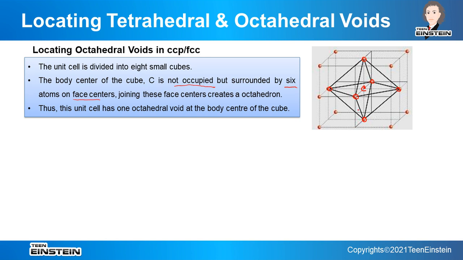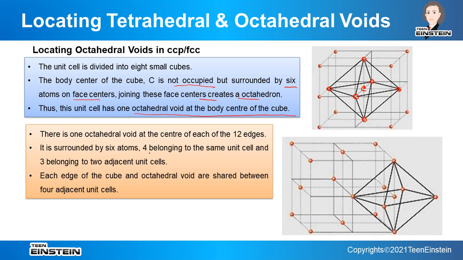So if you join all these lines, joining all these face centers creates an octahedron. So the shape that we have obtained here, which is drawn by bold black line, is actually an octahedral shape. So in the center we are getting one octahedral void. So this unit cell has one octahedral void at the body center of the cube. Fine. Next we will see that this is not the only octahedral void that is possible in FCC. Some other octahedral voids are also possible.